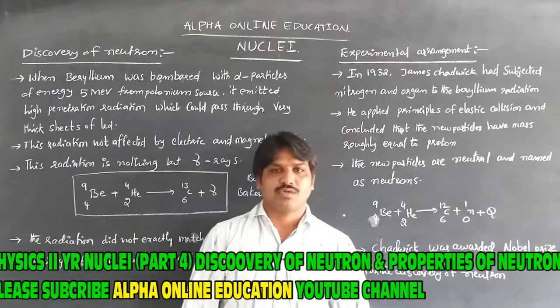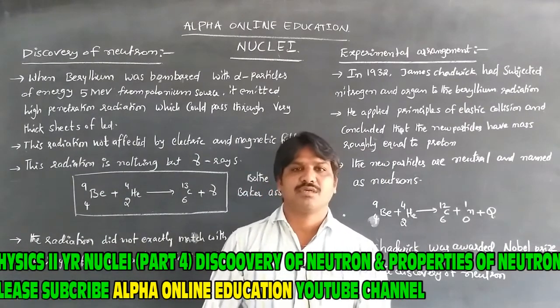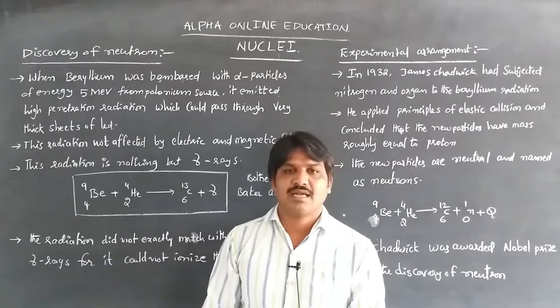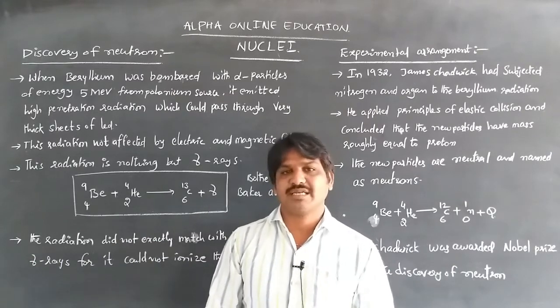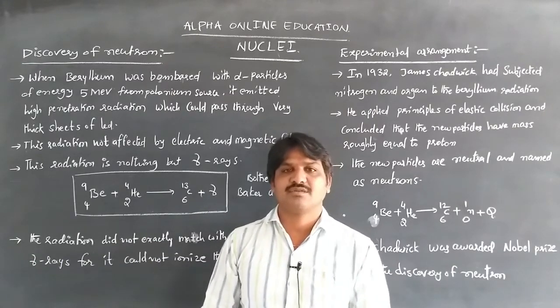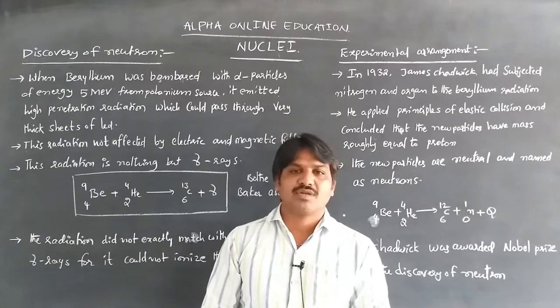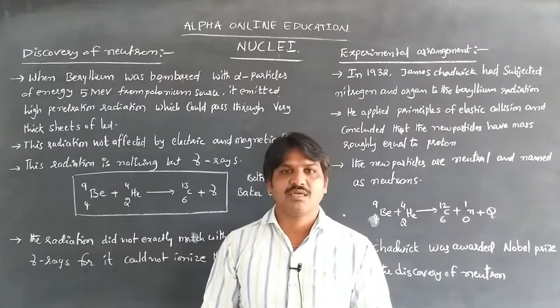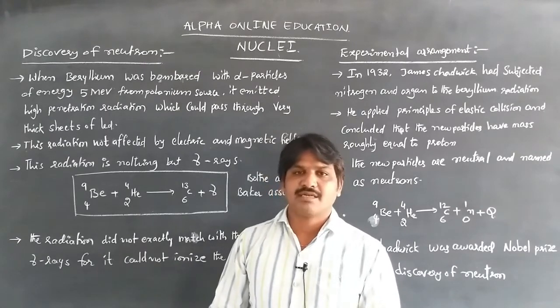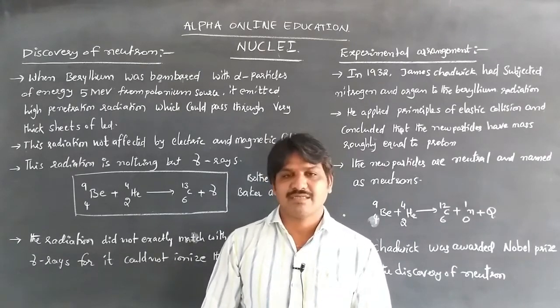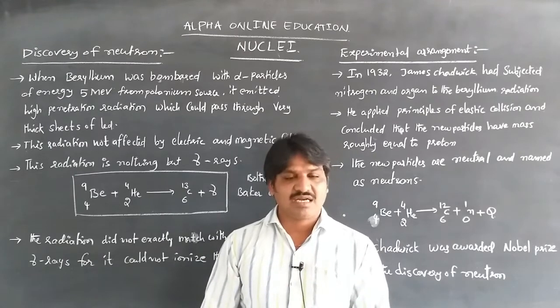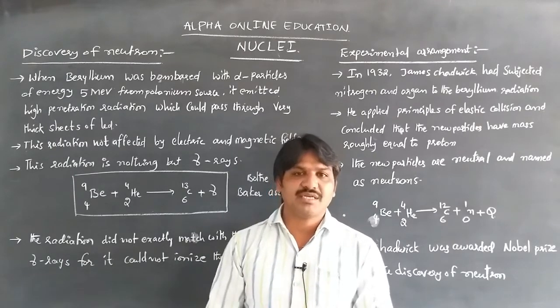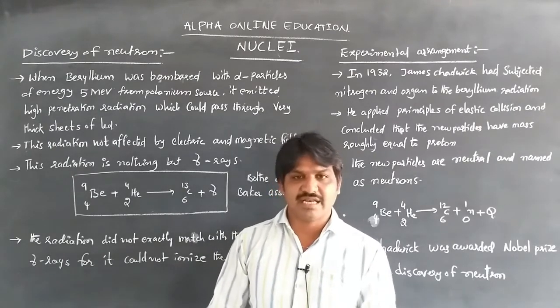Discovery of neutron. In earlier videos we discussed the nucleus as well as some of the isotopes, isobars, isotones and isomers. The nucleus has nucleons, that is the protons and neutrons combined, which we call nucleons, and its atomic number and atomic mass number, and also the atomic mass unit, that is AMU, which we have discussed in earlier videos.